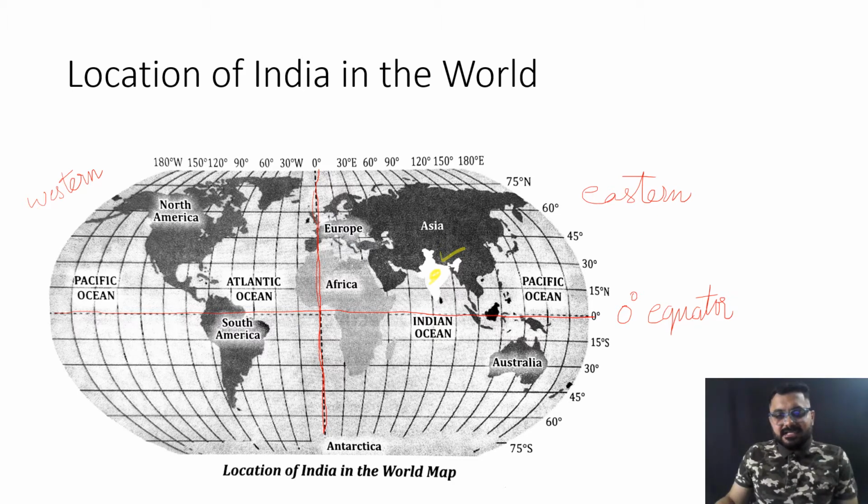Which is the line that is dividing our country? As you can see, 23 degrees 26 minutes. This is the Tropic of Cancer that divides our country into two equal halves. Okay, so this is about India on the world map.